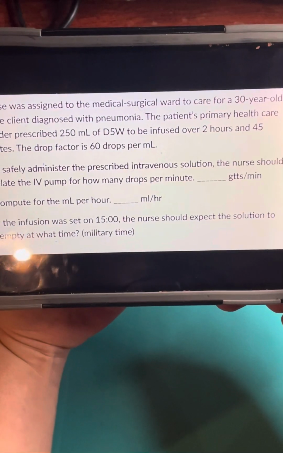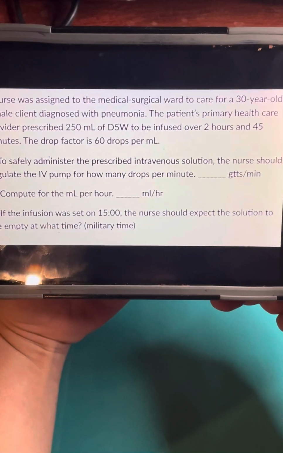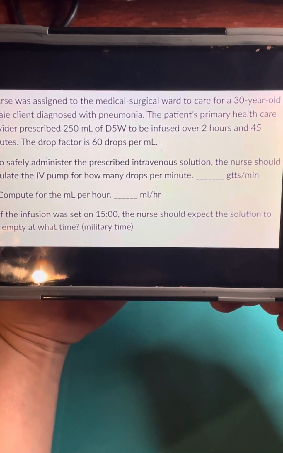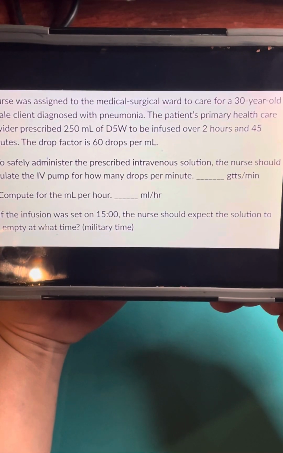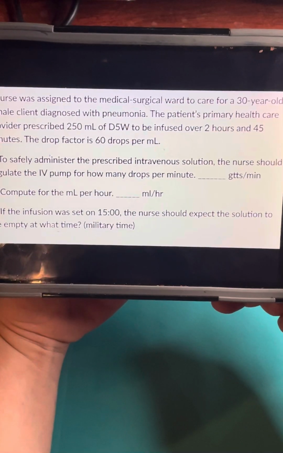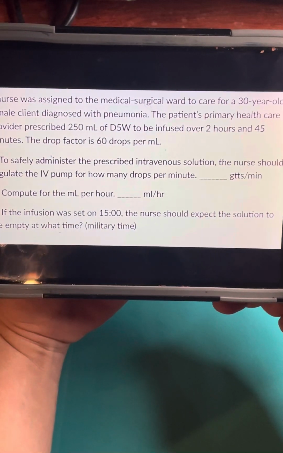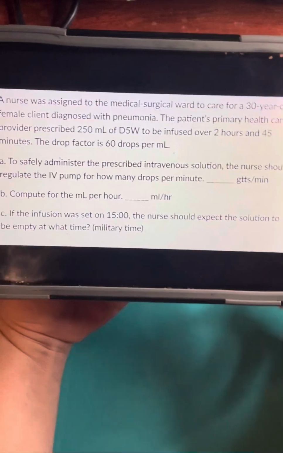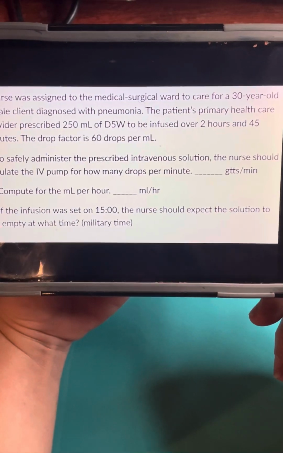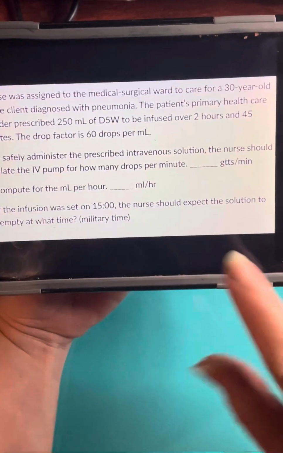All right. A nurse was assigned to a med-surg unit ward to care for a 30-year-old female diagnosed with pneumonia. The primary health care provider prescribed 250 milliliters of D5W to be infused over 2 hours and 45 minutes. The drop factor is 60. To safely administer the prescribed intravenous solution, the nurse should regulate the IV pump for how many drops per minute.